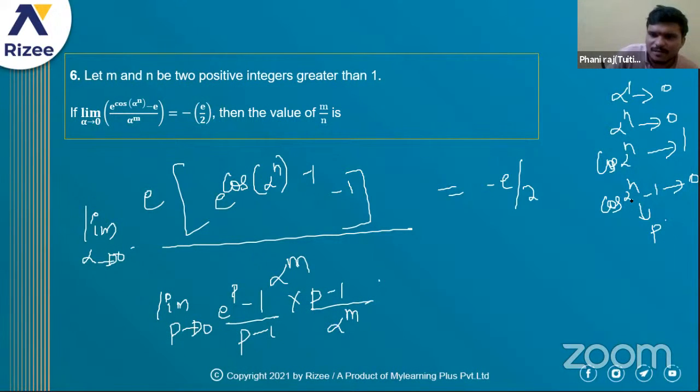Now we'll investigate p minus 1. So what is cos theta minus 1? That is 2 sine square. And this is what? This is limit a power x minus 1 by x. Okay, this is p.